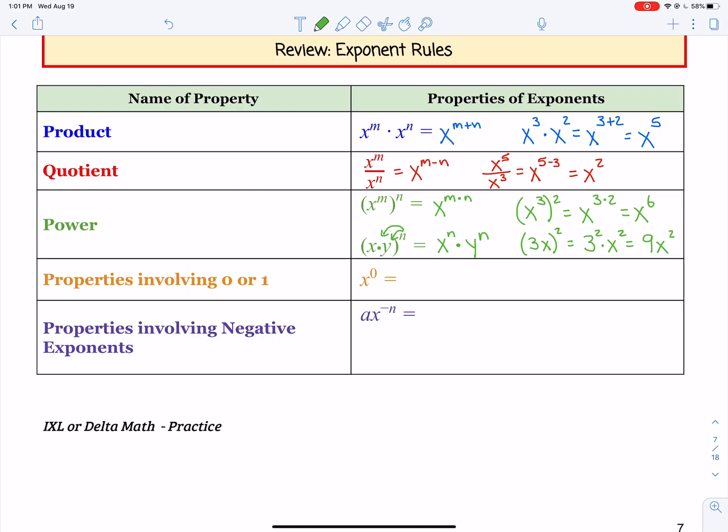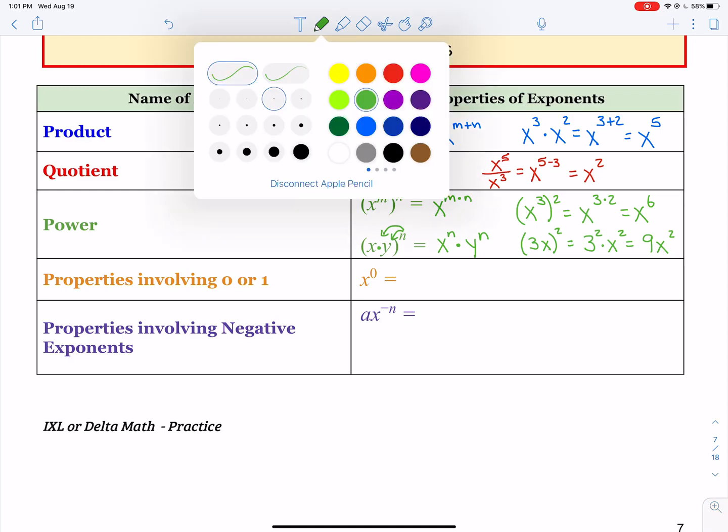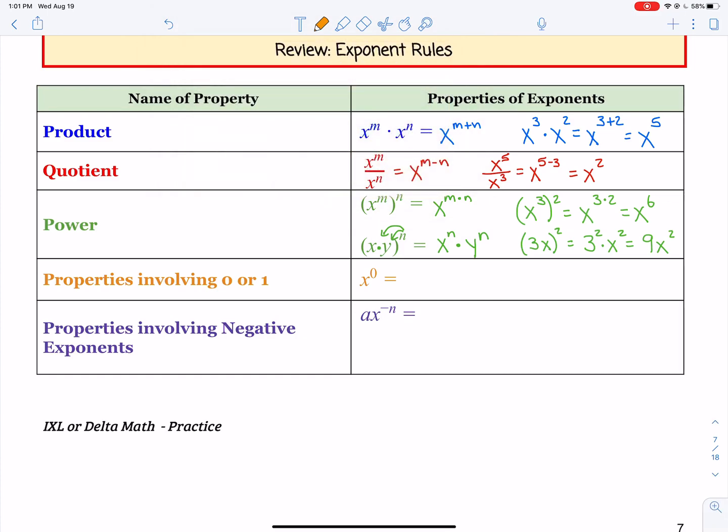And then properties involving 0 or 1. So x to the 0 power is always equal to 1. Just some quick examples. 3 to the 0 power equals 1. 9 to the 0 power equals 1. 1,000 to the 0 power is still equal to 1. So anything to the 0 power is always just equal to 1.